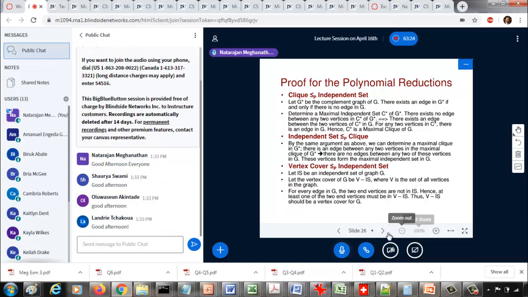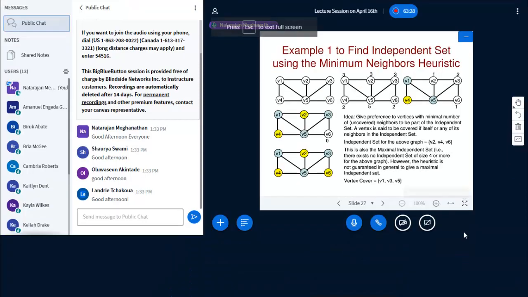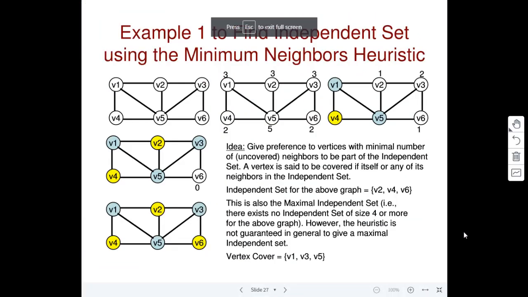Okay, so let us now do an example, and that means we are going to look at a heuristic to find the independent set, actually the maximal independent set, and then see how to determine the other two. Alright, so we'll call this heuristic the minimum neighbors heuristic. Remember, the traveling salesman one I called the nearest neighbor heuristic, so that's different from this. This is called the minimum neighbors heuristic to find the maximal independent set.